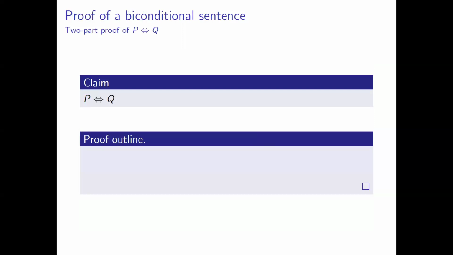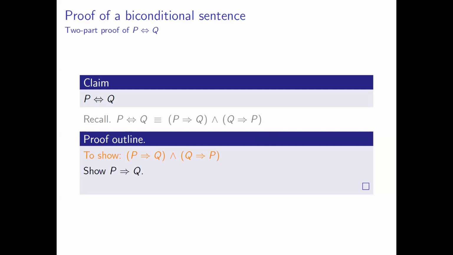We now turn to biconditional sentences. Recall that the proposition P if and only if Q is equivalent to the conjunction of the conditionals P implies Q and Q implies P. Thus, one way to prove the biconditional P if and only if Q is by proving the conjunction P implies Q and Q implies P.